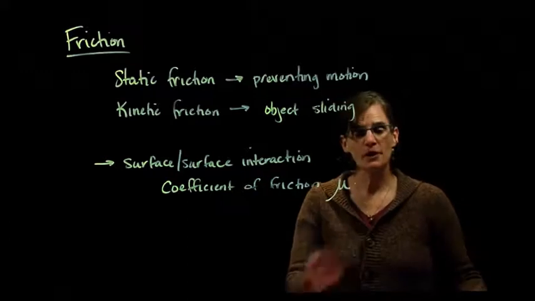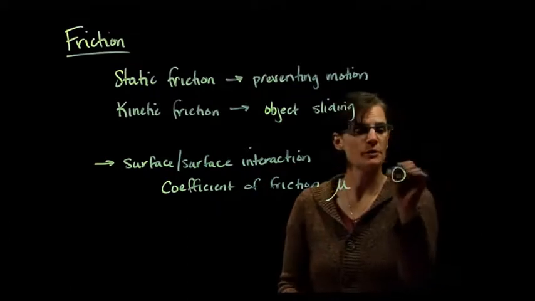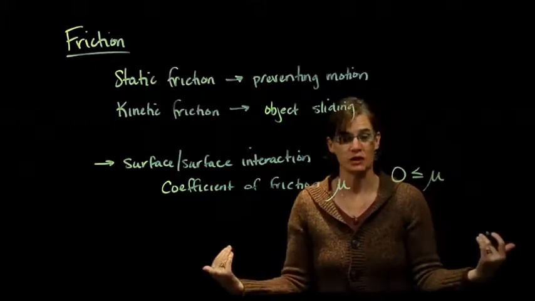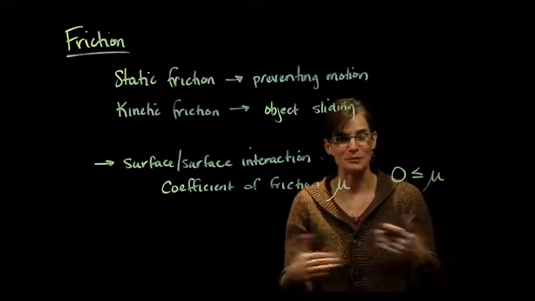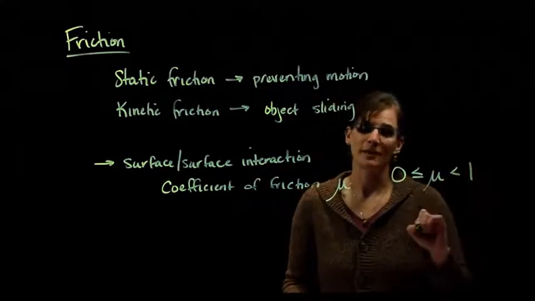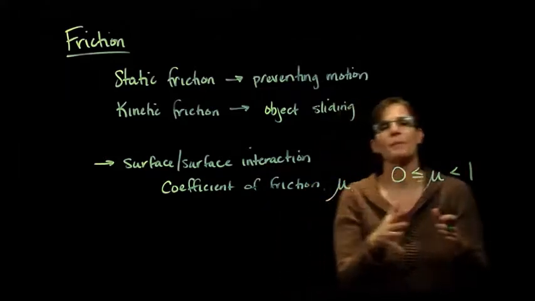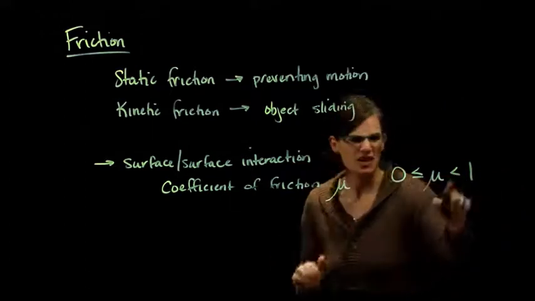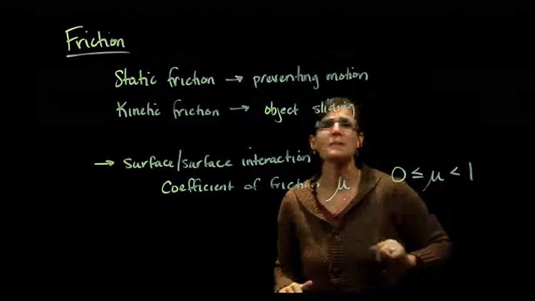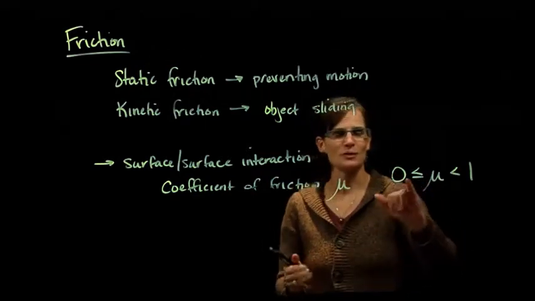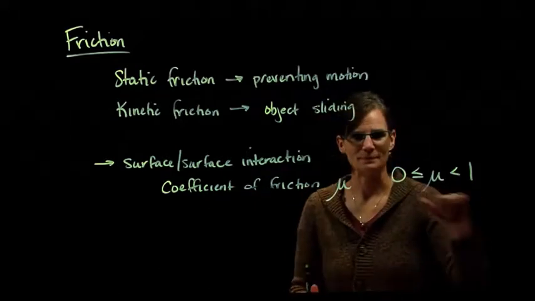Now, what's important is that mu is between 0 and 1. If mu is 0, there is no friction. It's a frictionless environment between the two surfaces. And it's always less than 1. So 1 is the absolute maximum. If we're calculating the coefficient of friction for two surfaces, and you get a number greater than 1, you have made a mistake. All right? Keep that in mind. So mu, the coefficient of friction, is always between 0 and 1.